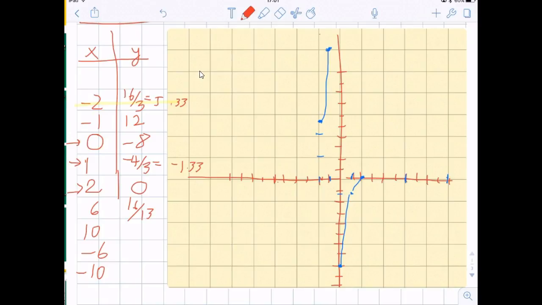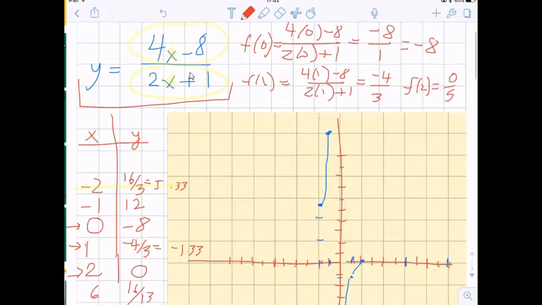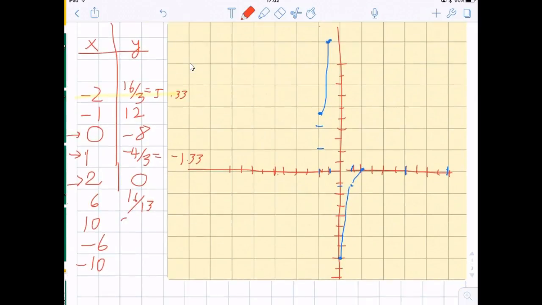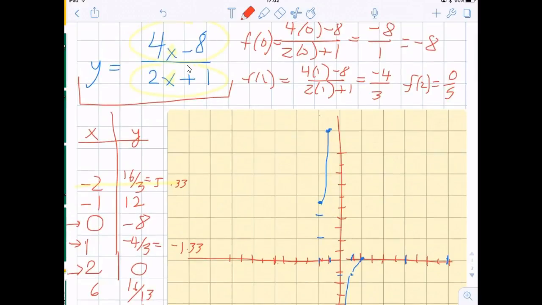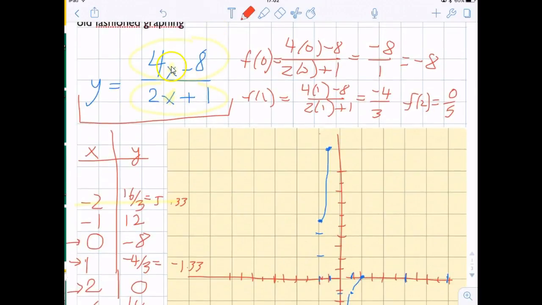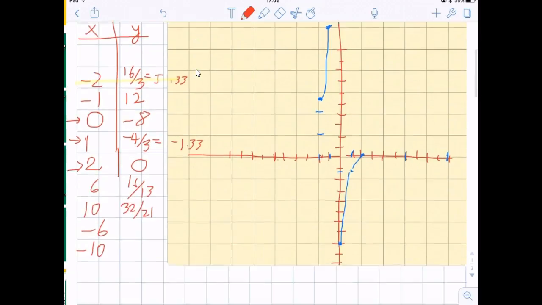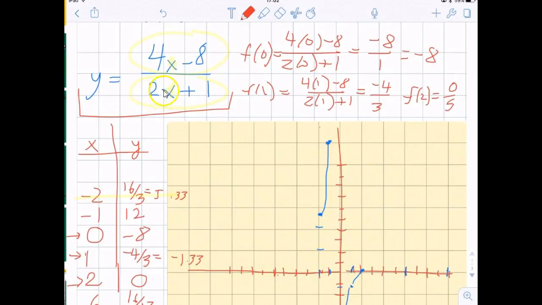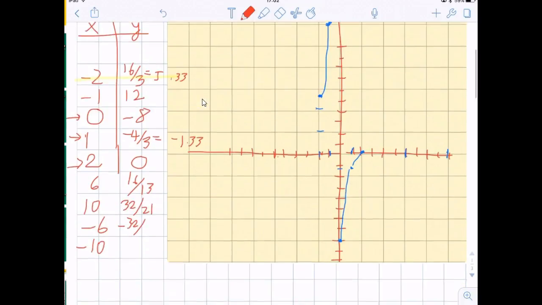16 divided by 13. And then if I do 10, it's going to be 10 times 4, which is 40, minus 8, which is 32. And then we'll put 10 in the bottom. It'll be 2 times 10, which is 20, plus 1, which is 21. And then I'm going to put negative 6 in. If I put negative 6 in, it's going to be negative 24 minus 8, which is negative 32. And if I put negative 6 in the bottom, it's going to be 2 times negative 6, which is negative 12, plus 1, which is negative 11.